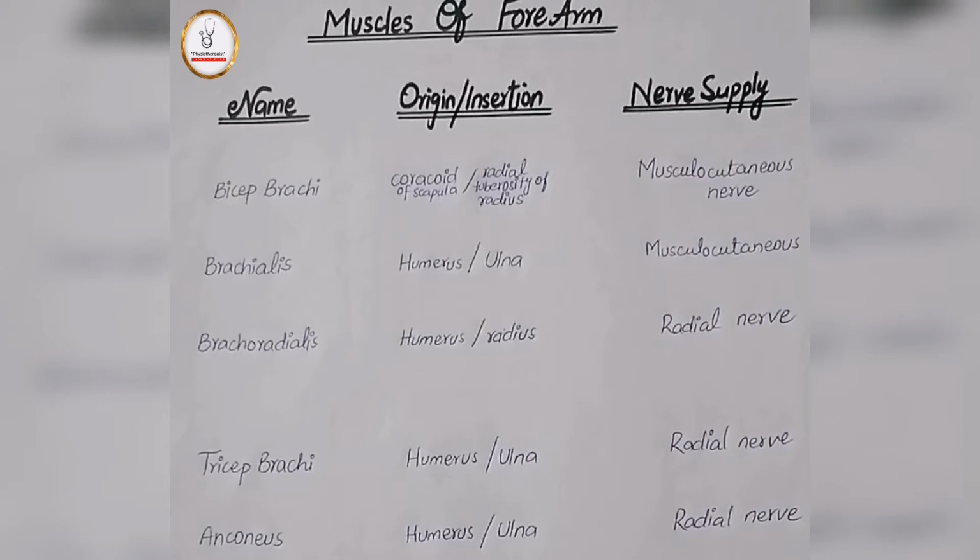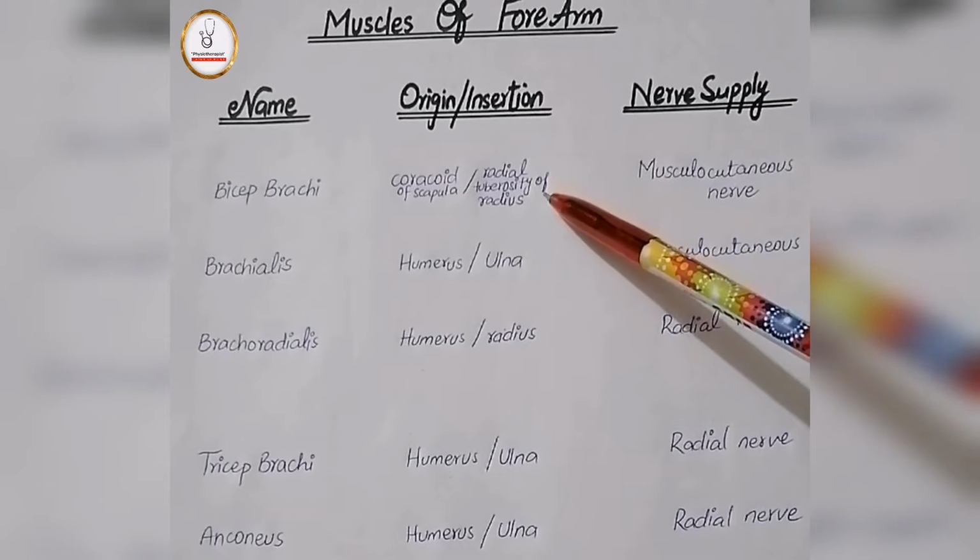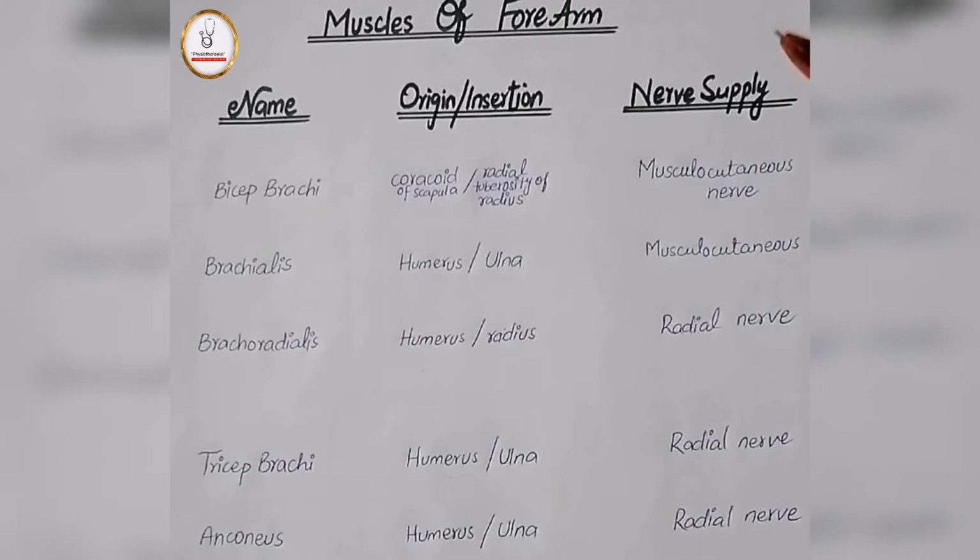In this video, we are going to discuss the muscles of the forearm. We are going to cover the major muscles of the forearm, covering their name, origin, insertion, and their nerve supply. So, the first muscle is biceps brachii. It originates from the coracoid process of the scapula and is inserted on the radial tuberosity of the radius. Its nerve supply is the musculocutaneous nerve.